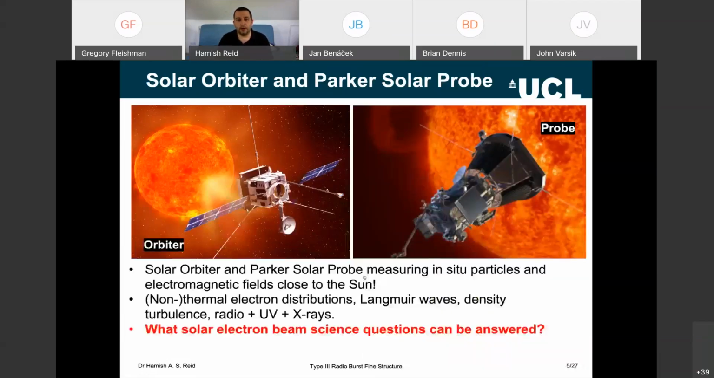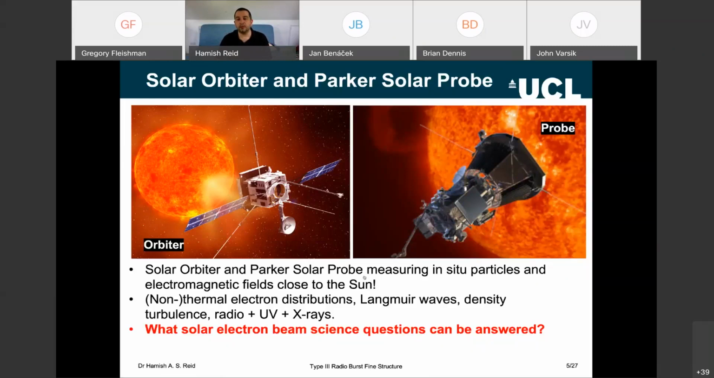And although I put this slide in, as many people probably know, we have the recently launched Solar Orbiter and Parker Solar Probe. Why these are really exciting, and I thought I'd mention them, is because we're going to be measuring in situ particles and in situ electromagnetic fields close to the sun, which is great because we finally have a platform to test all of the theories that we have of electron beams traveling out from the solar corona and through the solar wind.